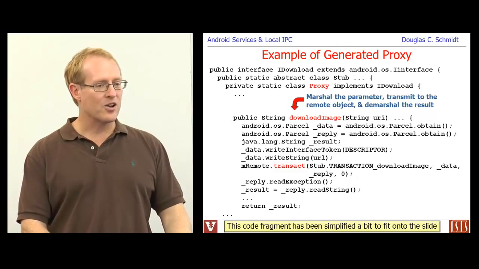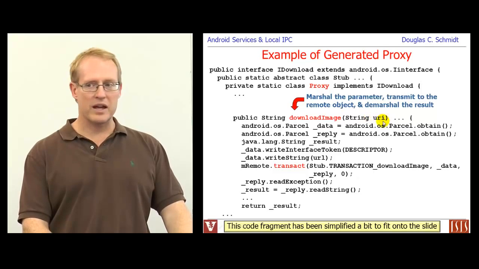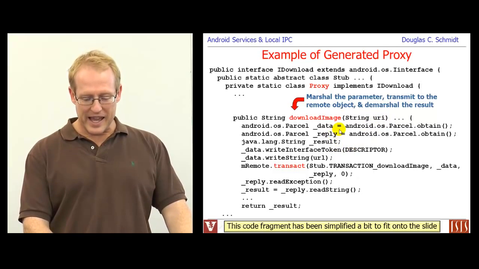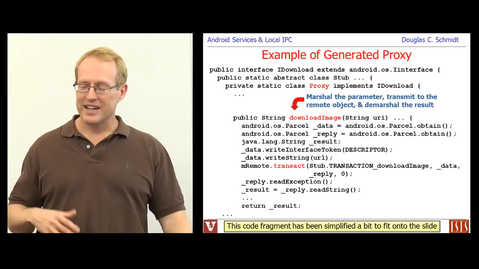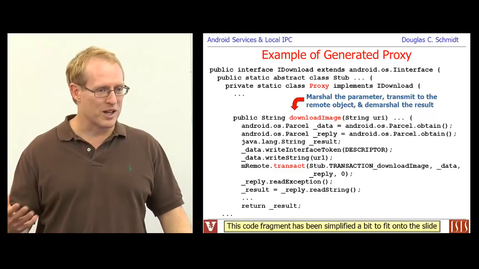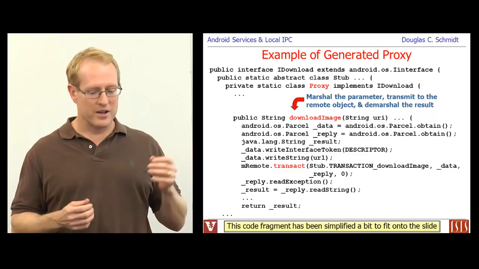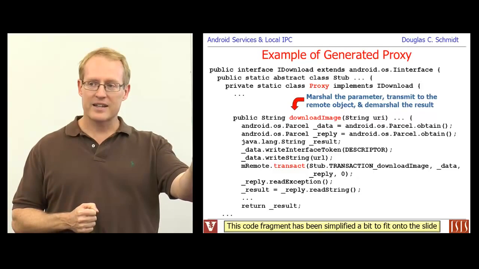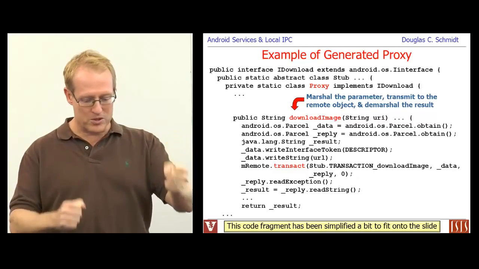So when the client calls downloadImage on the proxy, what happens, as you can see here, is it takes in the string, which is the URI. And this code, by the way, is all auto-generated by the AIDL compiler. And as you can see when you look at it, it's pretty low level and nasty. What it's essentially doing is creating a pair of parcels to contain the data that we're going to send over there, and to get the reply back.